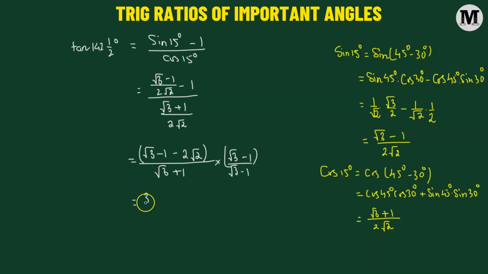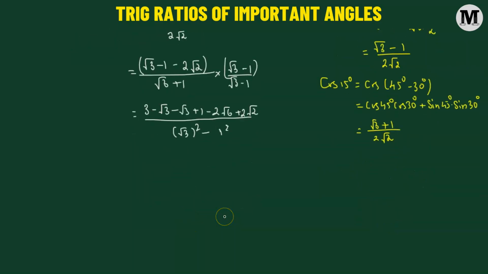So this will be equal to, now we'll multiply square root of 3 minus 1 with square root of 3 minus 1, and minus 2 times square root of 2 with square root of 3 minus 1. So that gives us 3 minus square root of 3. Then we have negative square root of 3 plus 1 minus 2 times square root of 6 plus 2 times square root of 2, whole divided by square root of 3 plus 1 times square root of 3 minus 1. So that will be simply the difference of squares, square root of 3 squared minus 1 squared.